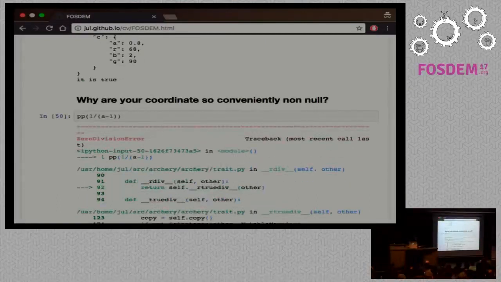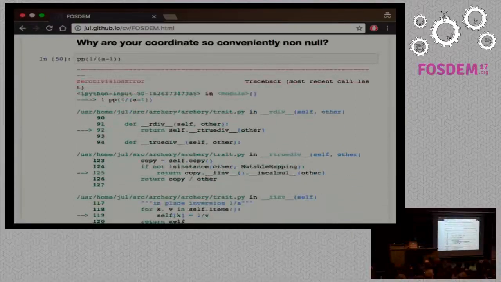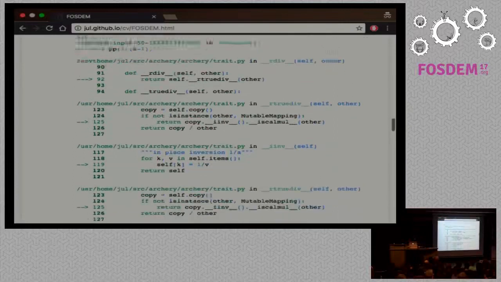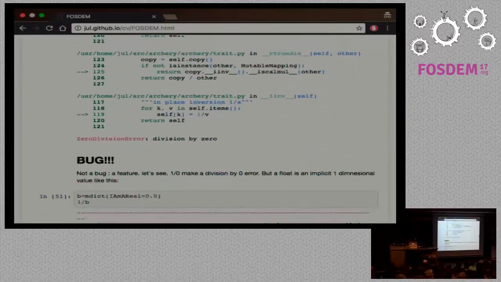Why are my coordinates so conveniently non-null? I saw people noticing it. No, it's a joke. No, no one. You're really not a good audience, I'm sorry. You could help me a little bit from time to time. Meow.